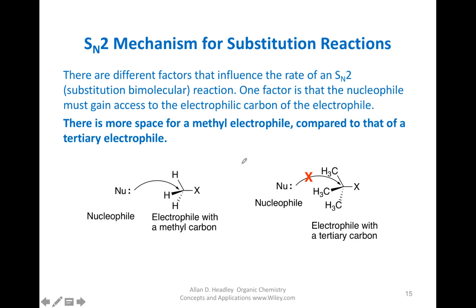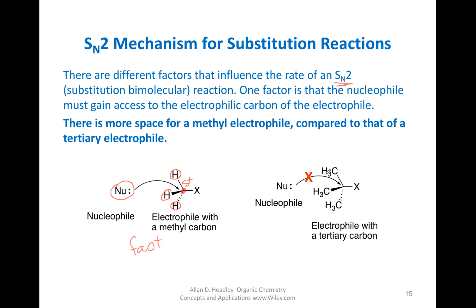Okay, let's turn our attention now to aspects of the SN2 reaction. So, as you can imagine, the nucleophile must gain access to the electrophilic carbon here. To gain access to that electrophilic carbon, if we have hydrogens here, which are pretty small, there is easy access. So you'd expect this type of reaction to be fast. Or, stated differently, the energy of activation for this reaction is low.